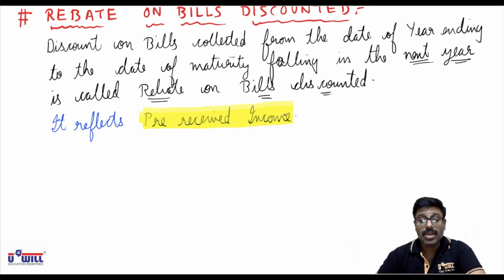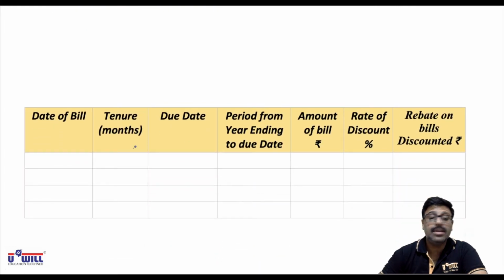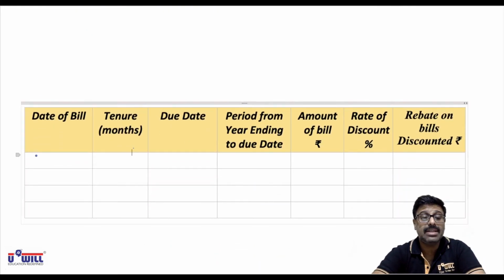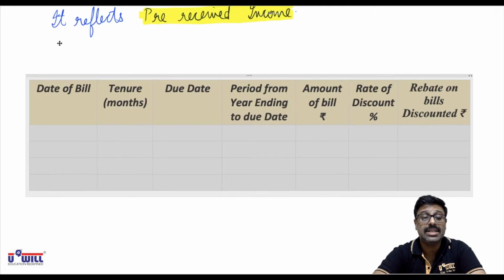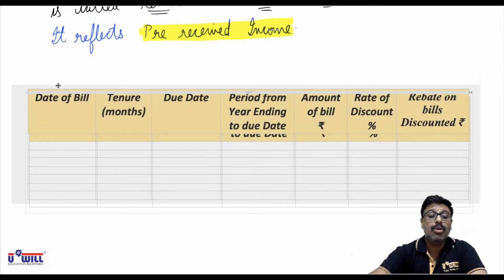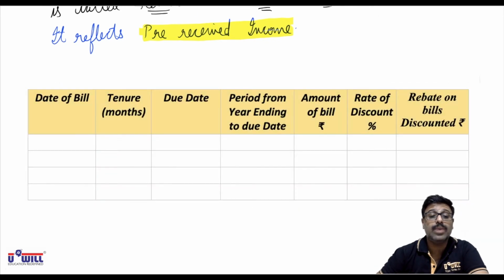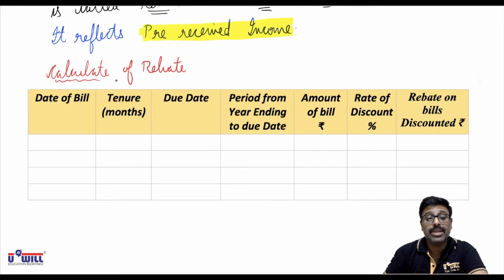Now, how to calculate the rebate on bills discounted? For that, we'll be making this working table. So all of you make the format of this table. These are the calculations to be done for rebate on bills discounted. Give this heading: calculation of rebate. All of you can pause the video and make these columns. What columns I will explain you, and then you make it down. And then today we'll be understanding the same concept with the help of practical questions also.